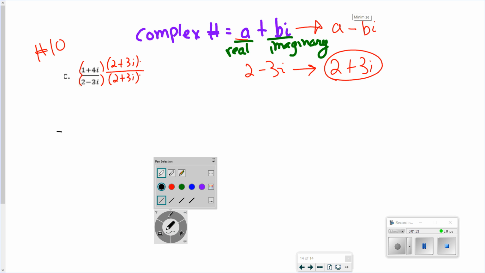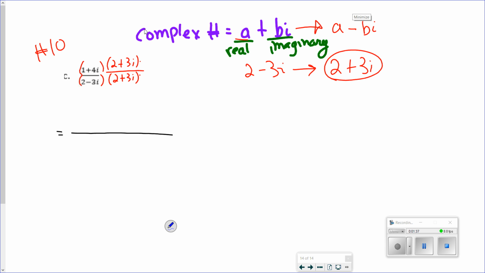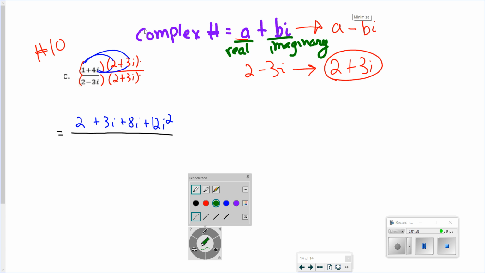Okay, so doing that, we're going to have to multiply out, which is also a good review on how you multiply two complex numbers. So we're going to distribute: 1 times 2 is 2, 1 times 3i is plus 3i, 4i times 2 is plus 8i, and then 4i times 3 is plus 12i squared. Okay, I'm going to come back to how to simplify that numerator in a second.